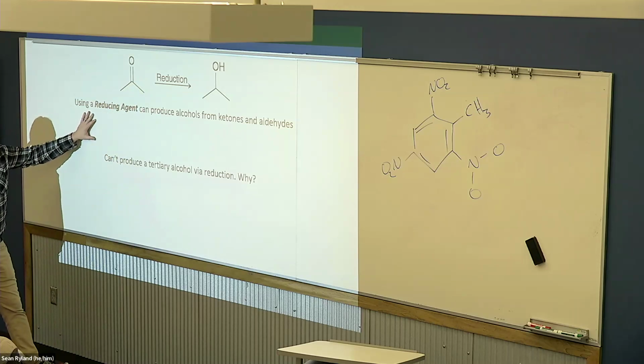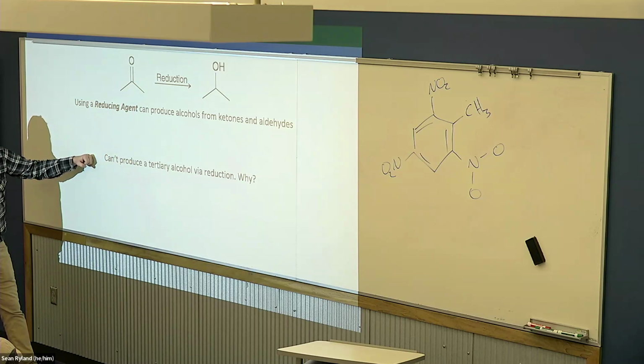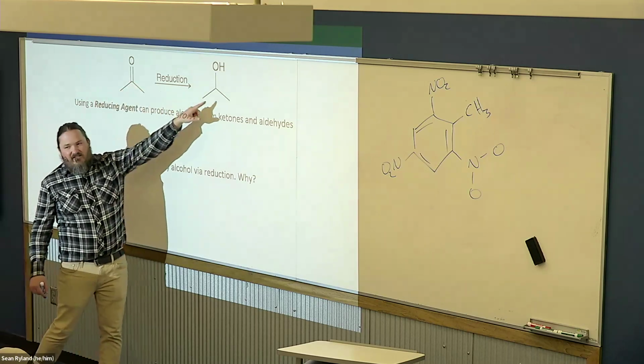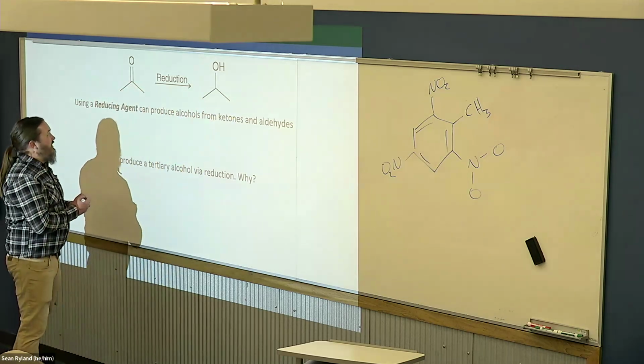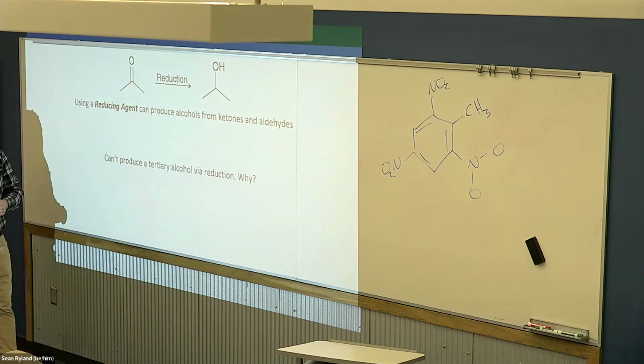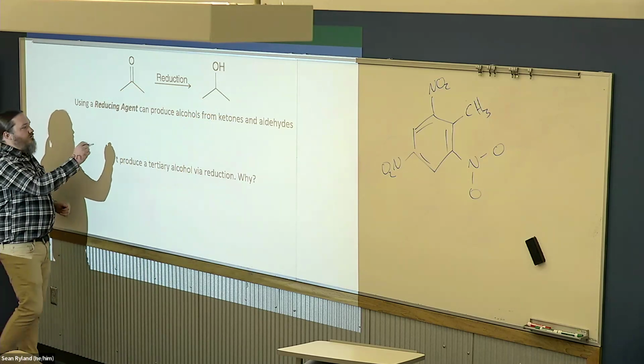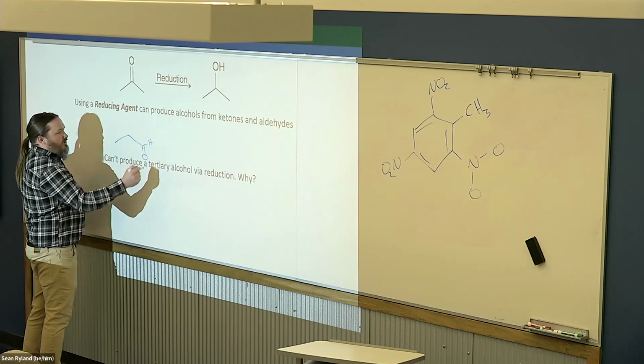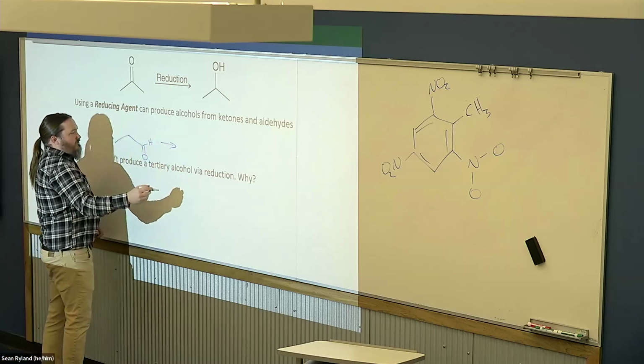Before we get to the actual reagent, can we make a tertiary alcohol by doing this? Why not? So a ketone gets reduced and makes a secondary alcohol. What would we have to reduce to make a primary alcohol? An aldehyde. We reduce that.